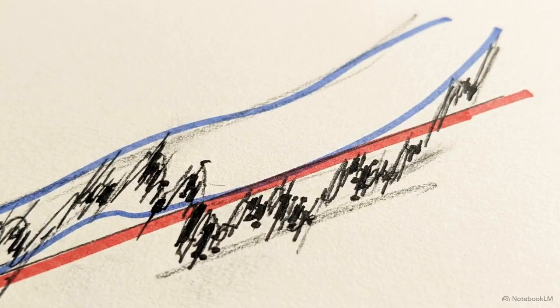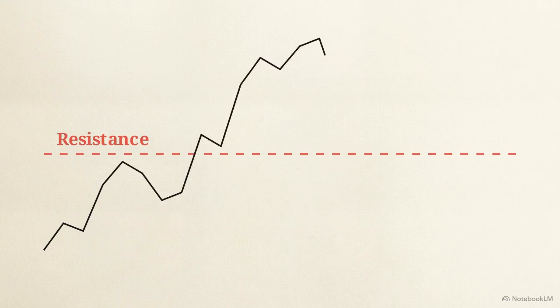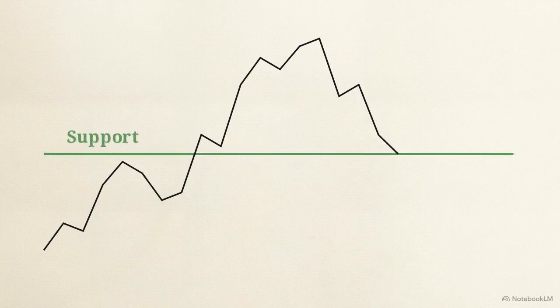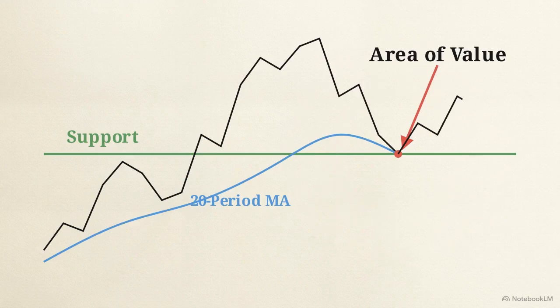By combining the strict rule of higher lows with this dynamic moving average, we establish a rigid, objective barrier against false signals. Step 4 is the break and retest target. Instead of chasing spikes, we wait for price to break a barrier and return. This old resistance level converts into new support. This intersection is our area of value.